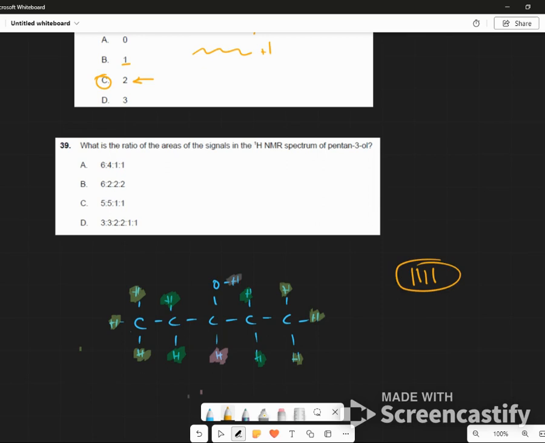So which one's obviously rubbish? This one's rubbish because this says it's going to be 6 peaks. There's not going to be 6 peaks. The other ones are 4 and 4 and 4. But what's the ratio? Well, there's going to be 4 peaks. The first one's going to have 6 protons in it, this one. The next one's going to have 4 protons in it, this one. The next one's going to have 1 for this one, and the next one's going to be 1 for that one. So it's 6, 4, 1, 1. The answer is A. Are we good there?